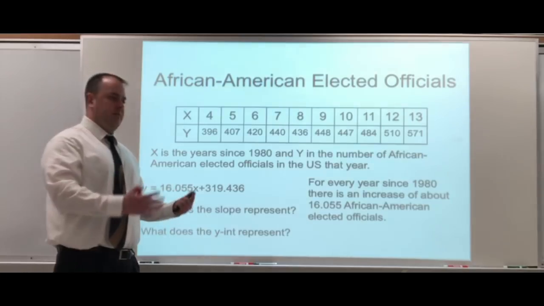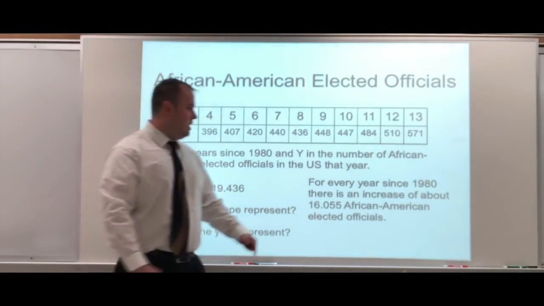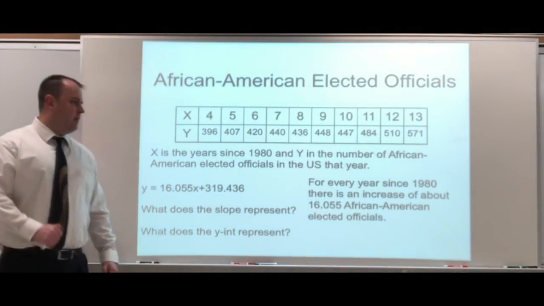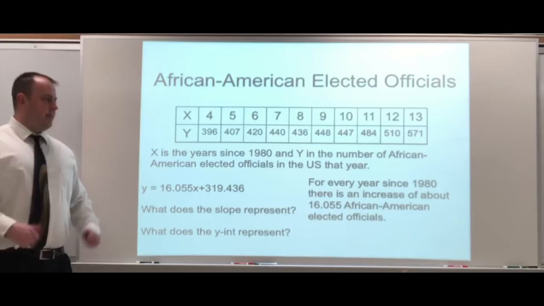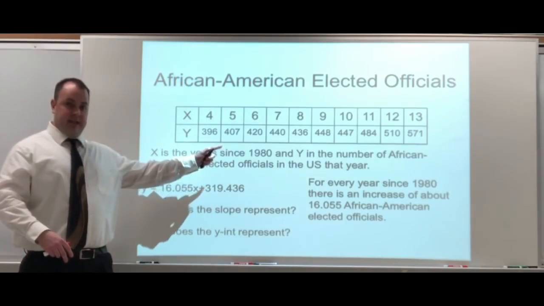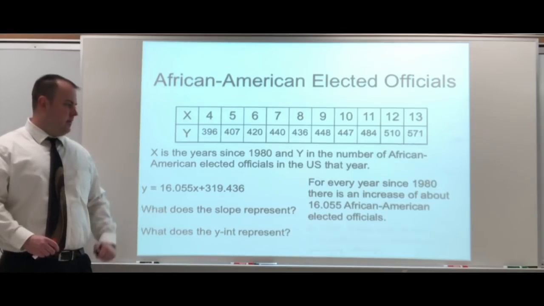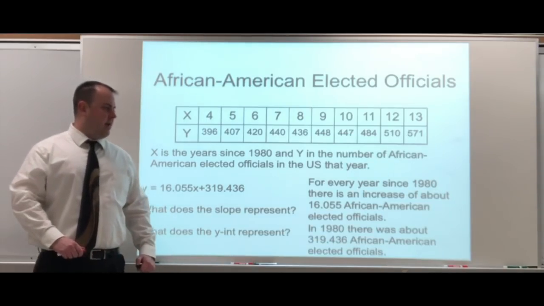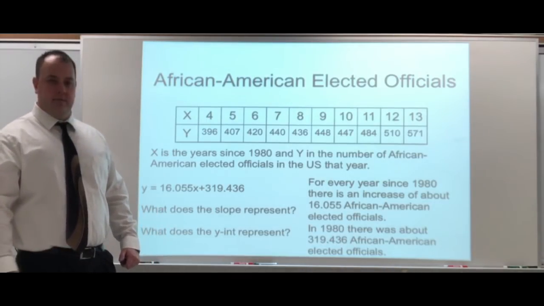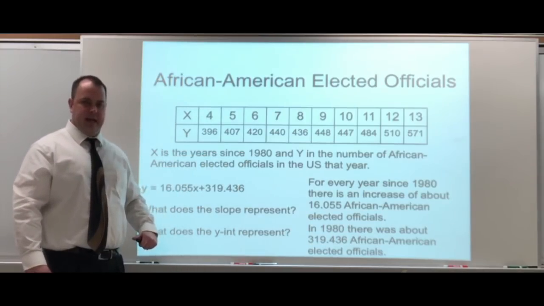Understand again, you can't have a 0.055 person. These are estimates, okay? About 16.055. The y-intercept, what does it mean when x is 0? X is the years since 1980. So what specific year are we talking about when x is 0? In 1980, there were about 319.436 African American elected officials. When x is 0, it is talking about the year 1980.